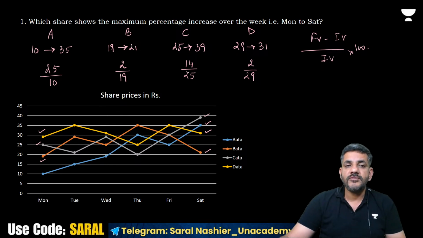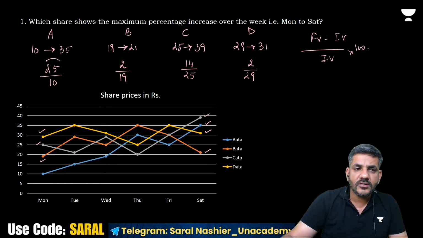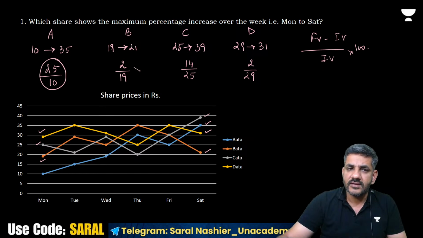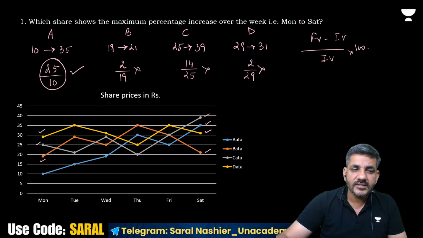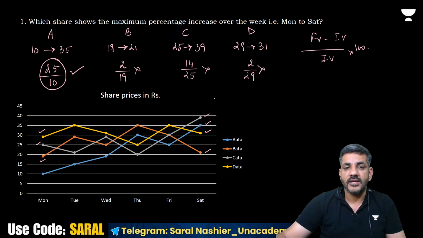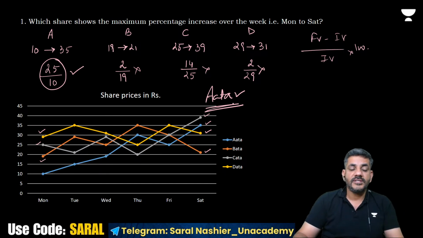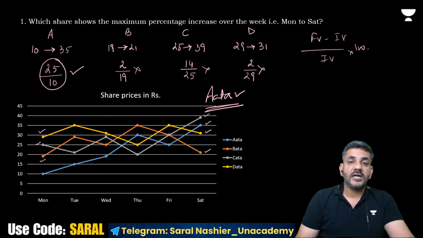So among all these values, which is the highest? Of course, this is the only one which is more than 1. Rather, I would say all the others are less than 1. So which has to be the highest? It is A, or ATA is the answer for us. That is the right answer for this very first question, correctly answered by Sakshi Singh as well.